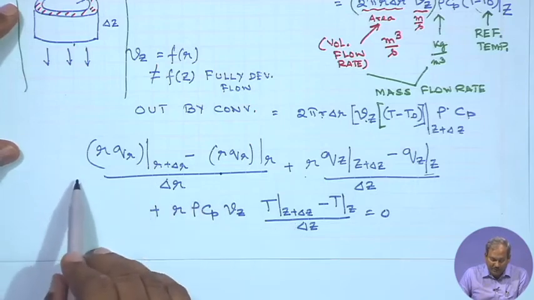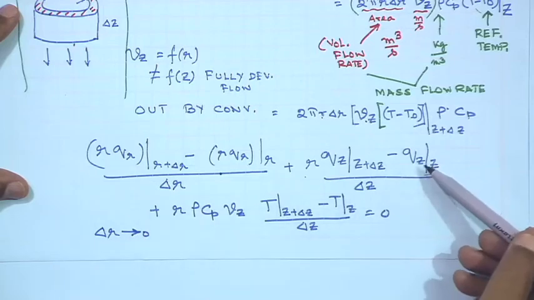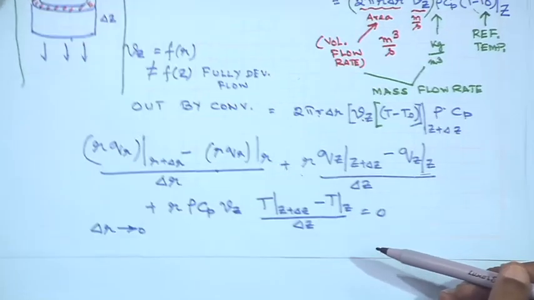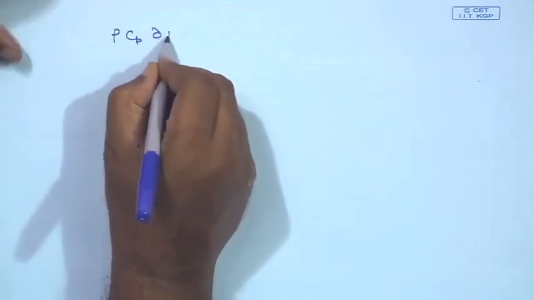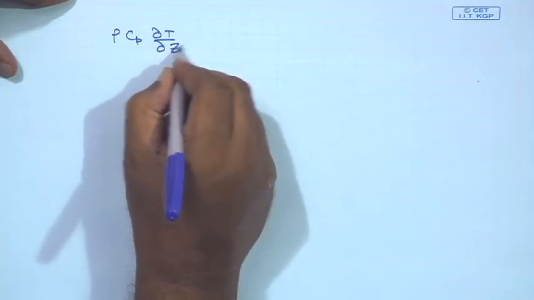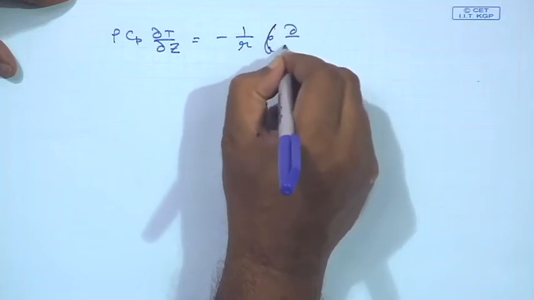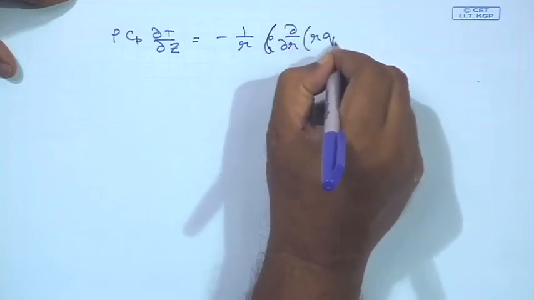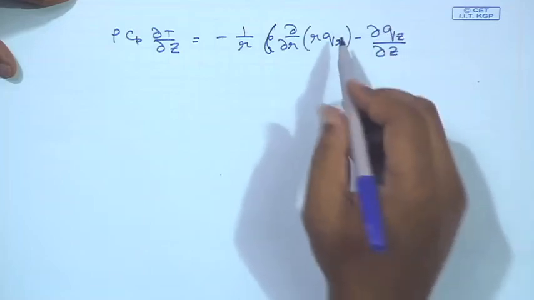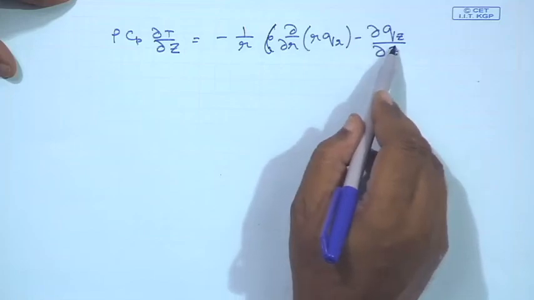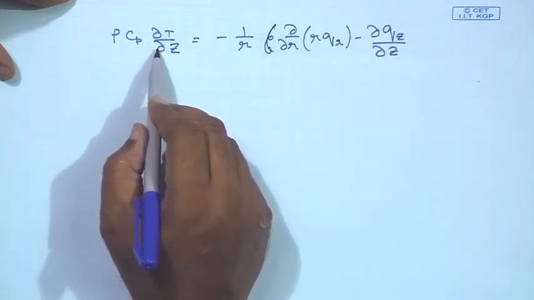So, when you take the limit delta r tends to 0, you convert this difference equation into a differential equation, and the differential equation would be rho Cp Vz del temperature by del z is equal to minus 1 by r del by del r of r q r minus del q z by del z. So, the right hand side refers to conductive heat flow, the left hand side refers to convective heat flow.